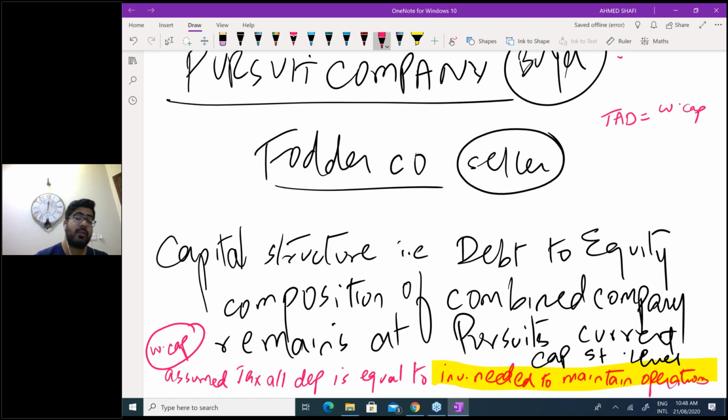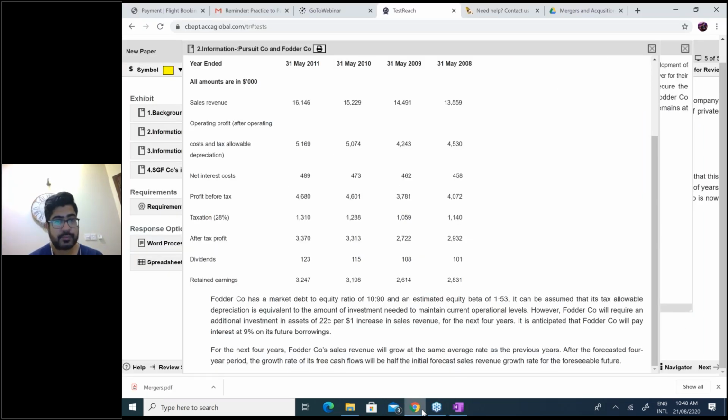I told you that we will write the main stuffs. So the main stuff is, going back to the question, Fodder has debt to equity ratio of 1090%, equity beta 1.53. It can be assumed that tax allowable depreciation is equivalent to amount of investment needed to maintain operation levels.